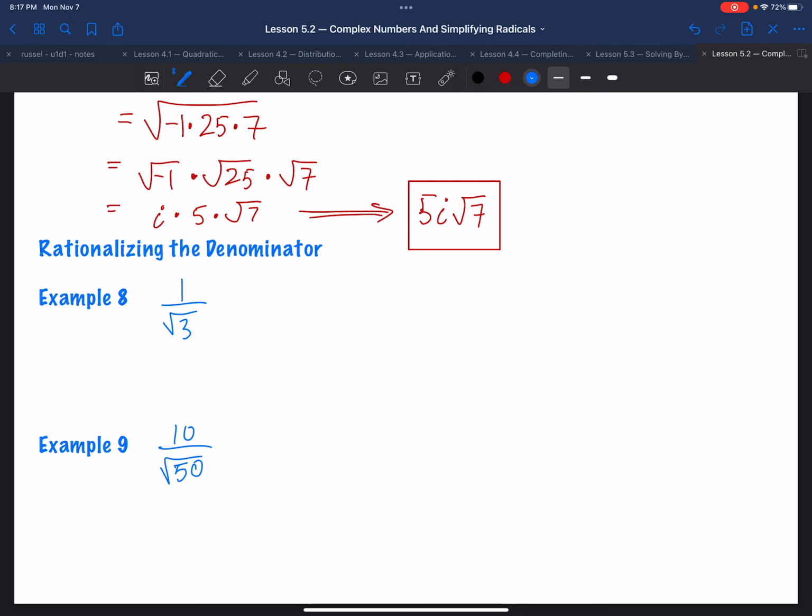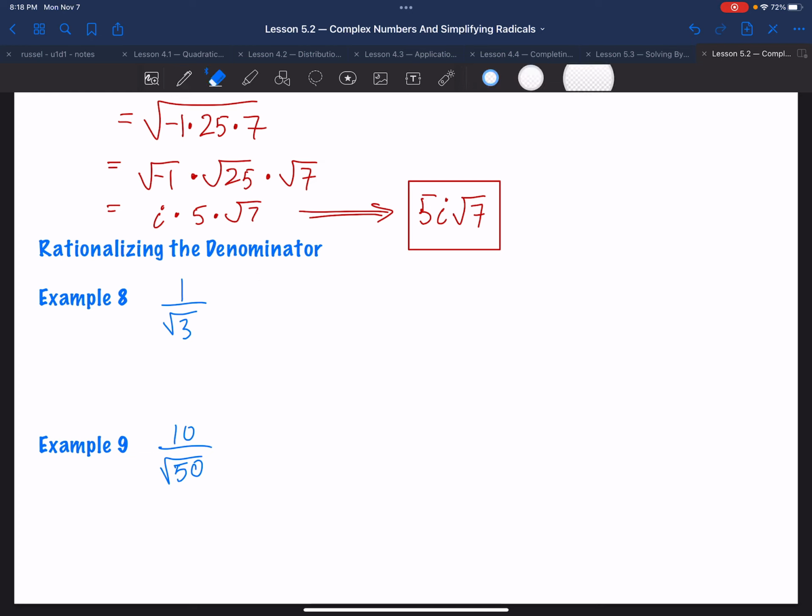1 over root 3. How do I rationalize this? This is just a reminder again. So the way I rationalize this is by multiplying by that irrational number that's in the denominator. But, of course, I'm going to do this on top and bottom like so. So when I do root 3 over root 3, well, any number divided by itself is 1, right? So that division is fine. I'm not changing the value here.